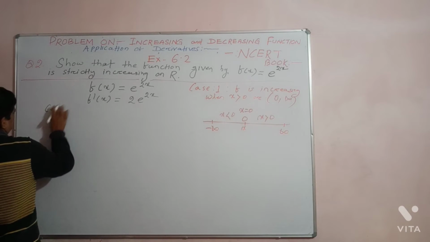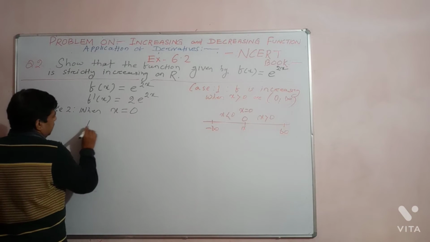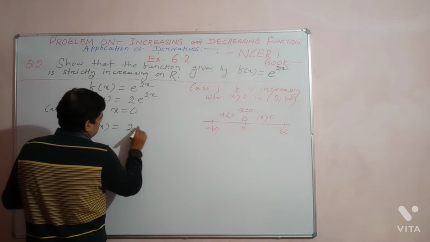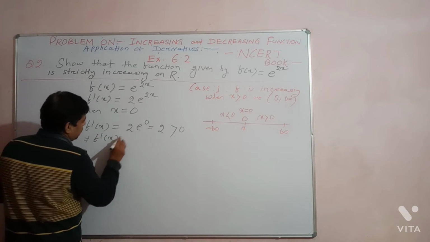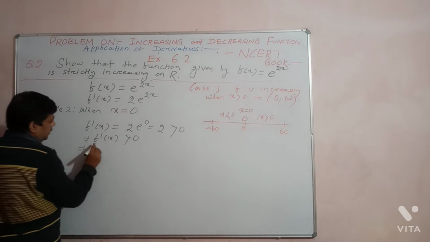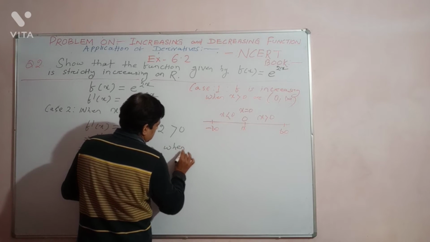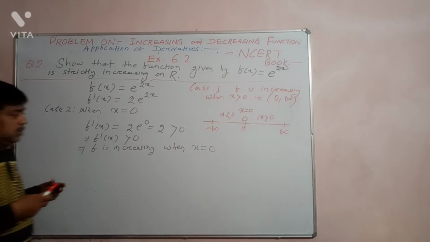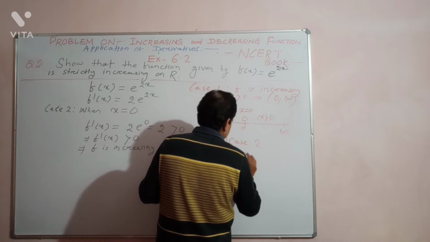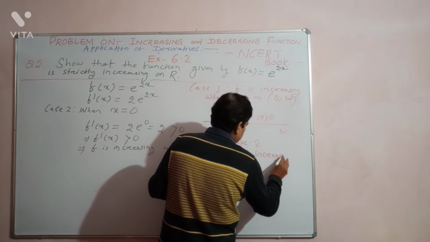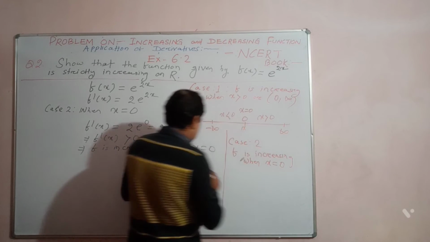Similarly, case 2 when x is equal to 0. When x is equal to 0, then f dash x, the derivative function, is 2 into e to the power 0, and that is 2, and we know 2 is greater than 0. And since the derivative of the function, the slope of the function, is greater than 0, that implies f is increasing when x is equal to 0, case 2. Is it clear? So we got in case 2, f is increasing at x is equal to 0, right?